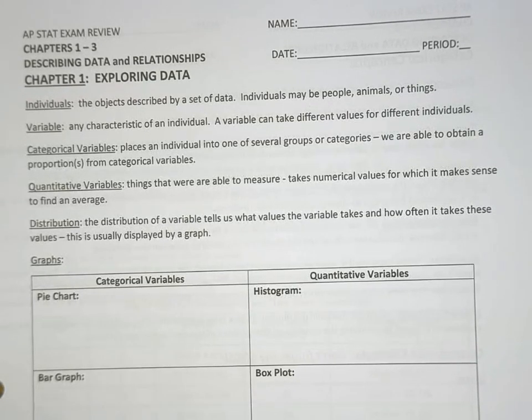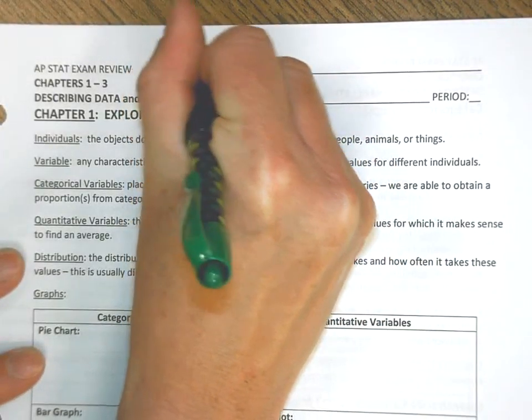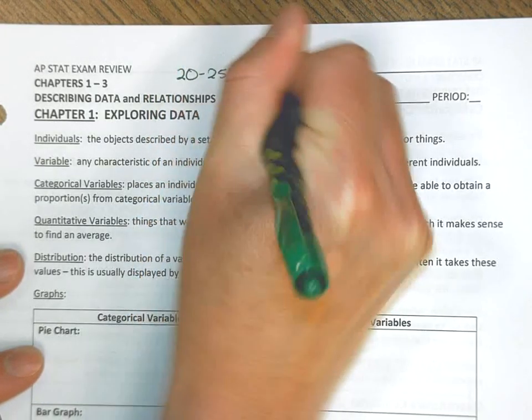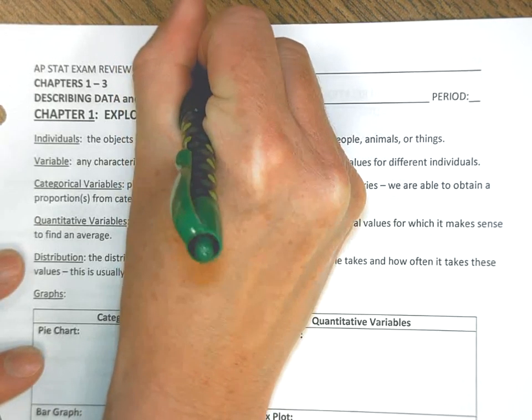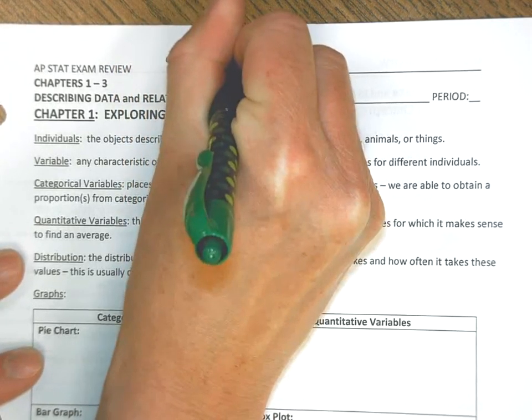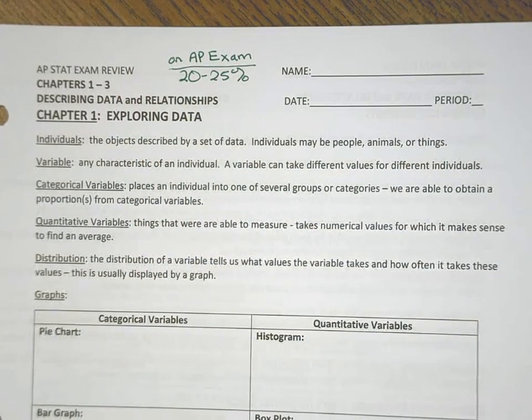This is our review for chapters 1 through 3, describing data and relationships. So chapter 1 talked about exploring data. This whole section, by the way, describing data and relationships, makes up approximately 20 to 25% of the AP exam. You'll be guaranteed at least one of the FRQs, if not a couple, talking about different ways of describing data.